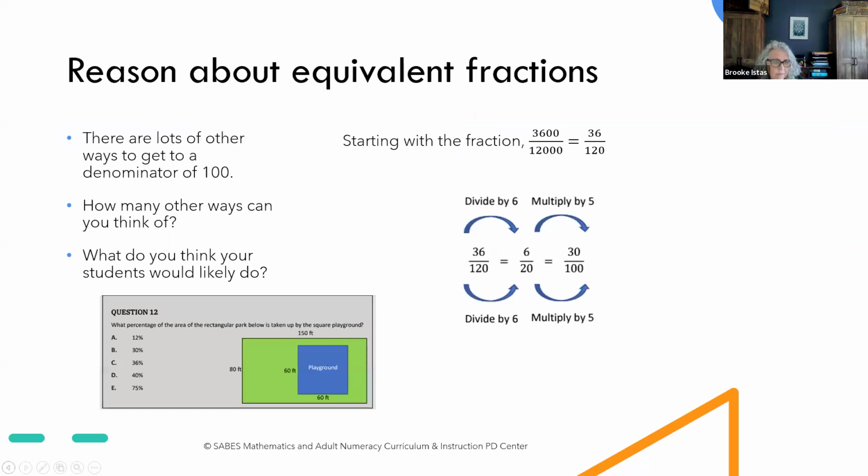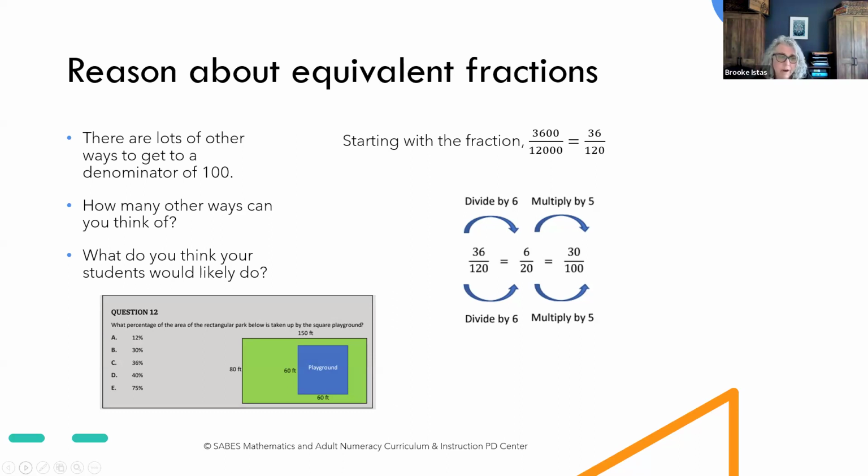Oops, skipped one. And reason with using equivalent fractions. Some students may choose to do this as well, and there's a lot of ways to get to 100% in this thinking. These are just some ways that you can encourage students to show multiple ways to solve problems, which is a higher level of cognition, and allow them to think about as many ways as they could to solve that problem.